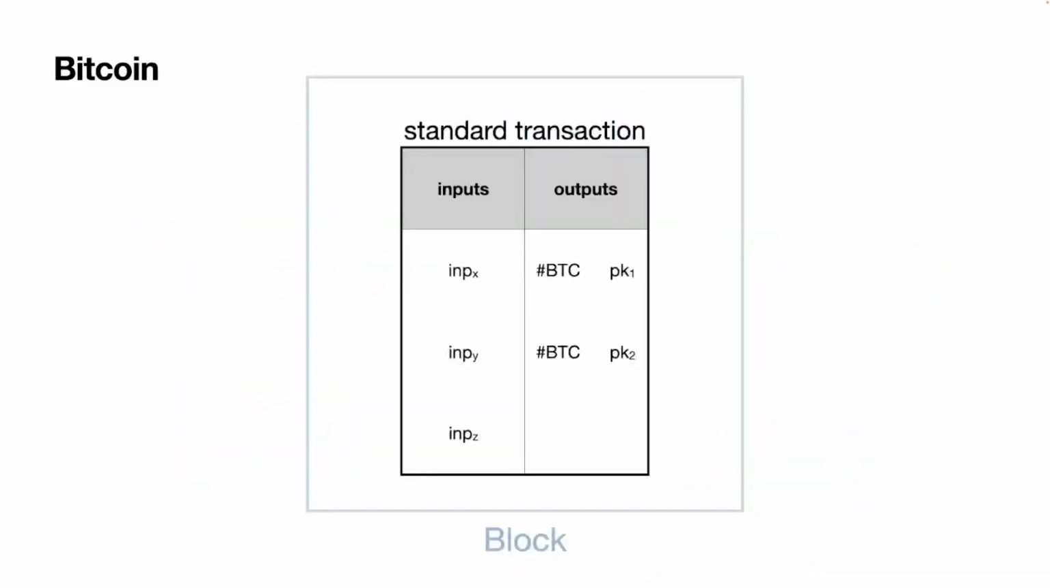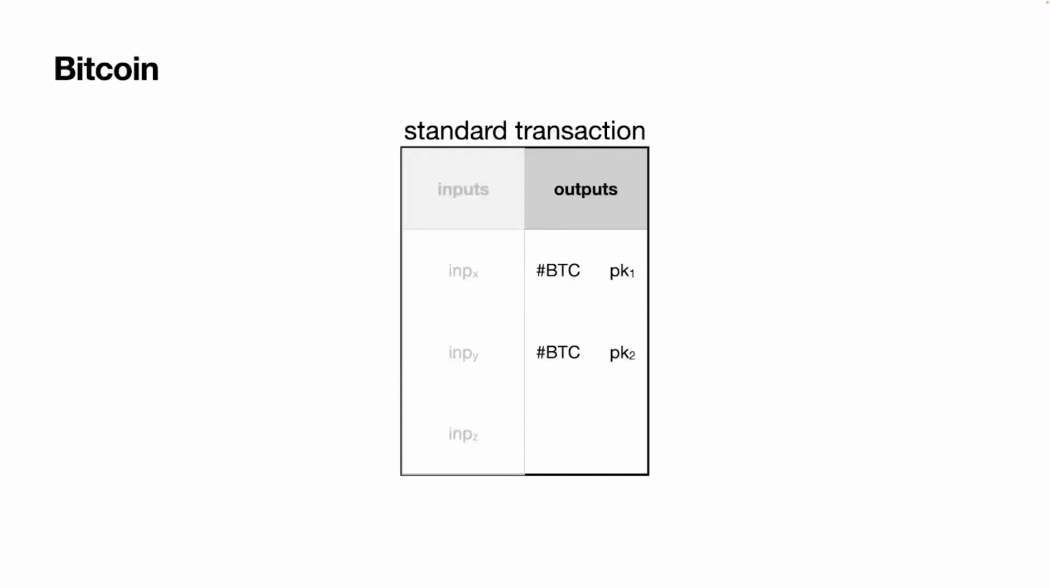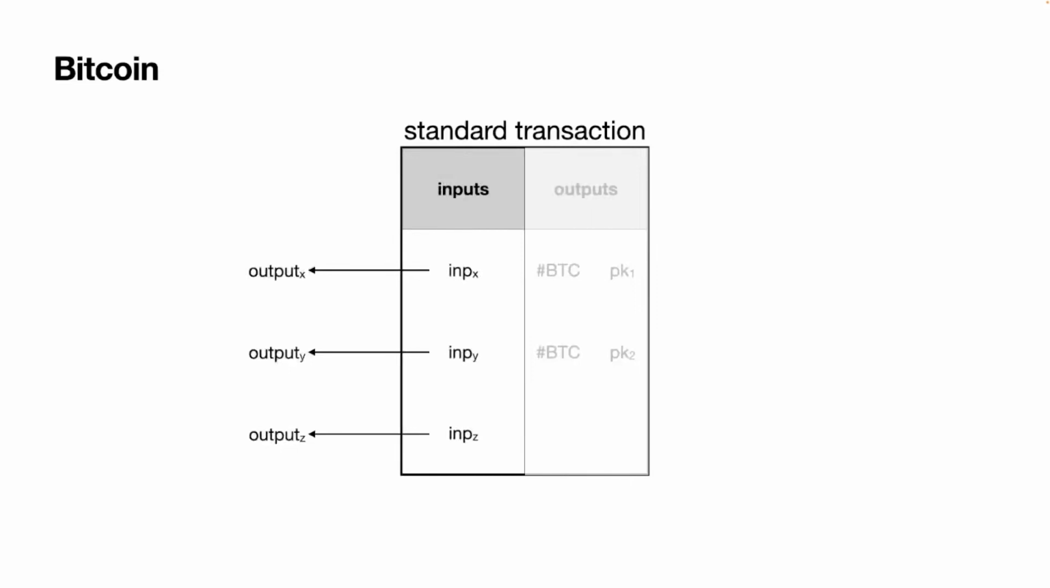Here you can see a simplified version of a standard transaction in Bitcoin. It consists of a list of inputs and a list of outputs. An output denotes an amount of Bitcoin and a public key, or to be more precise, the hash of a public key, which is also referred to as an address. Inputs, on the other hand, are just references to outputs of prior transactions. So you can say a transaction is actually spending yet unspent transaction outputs.